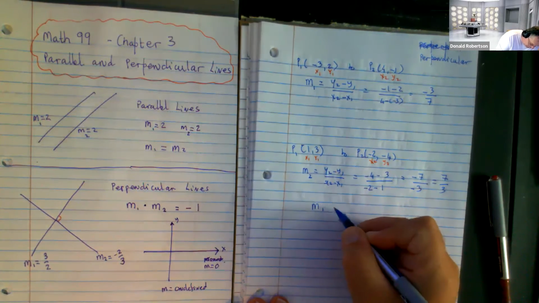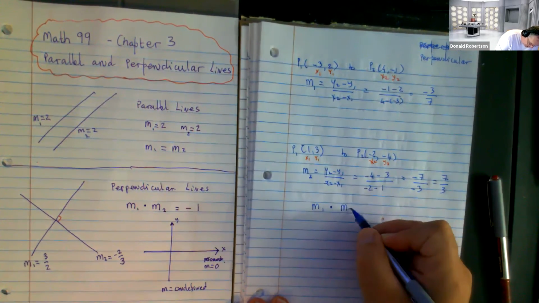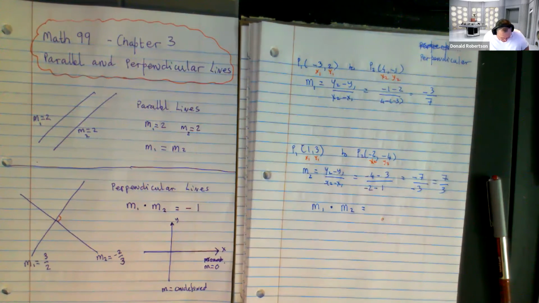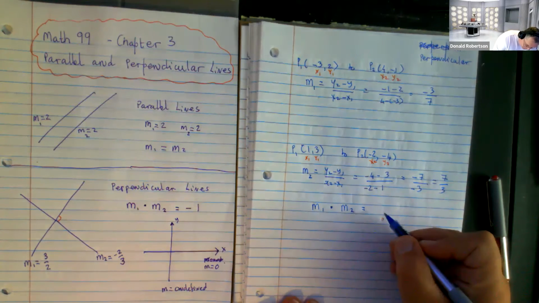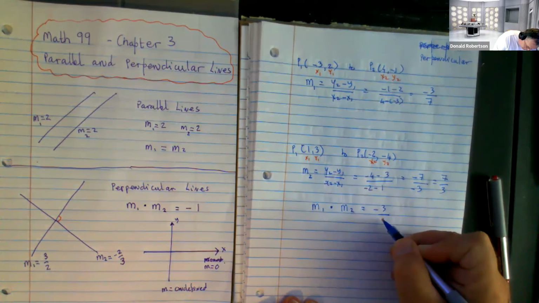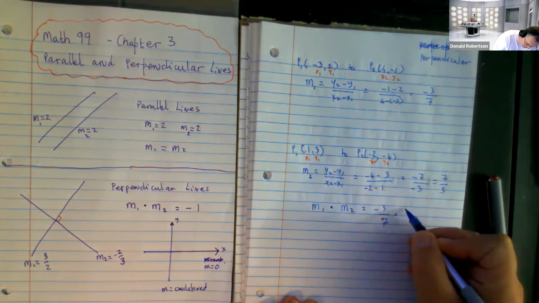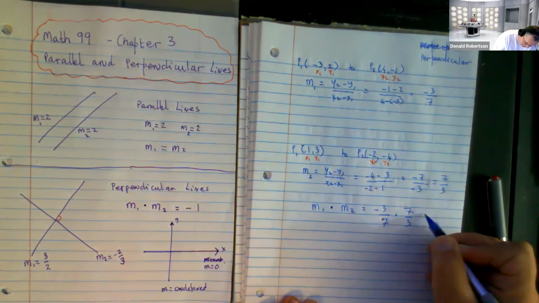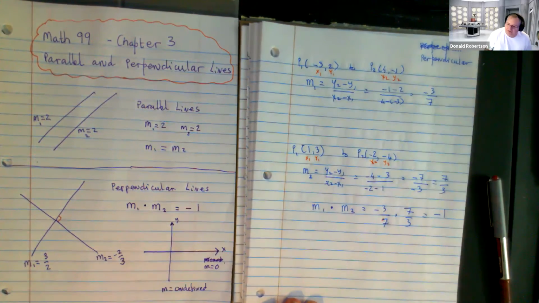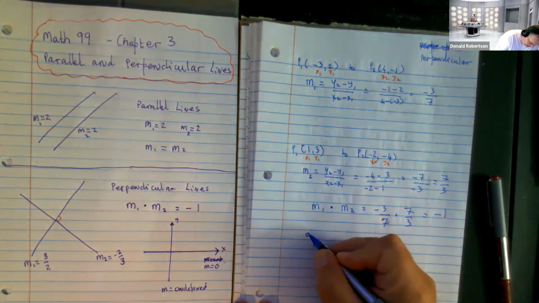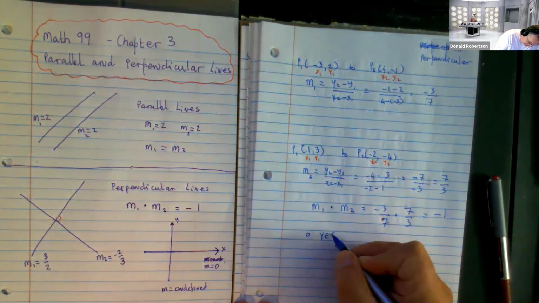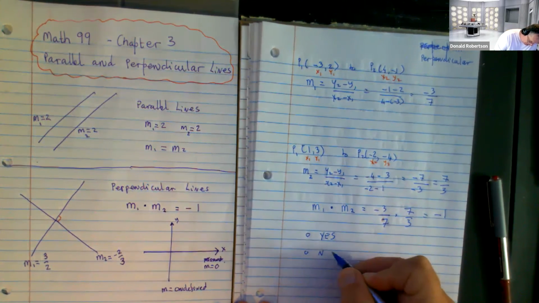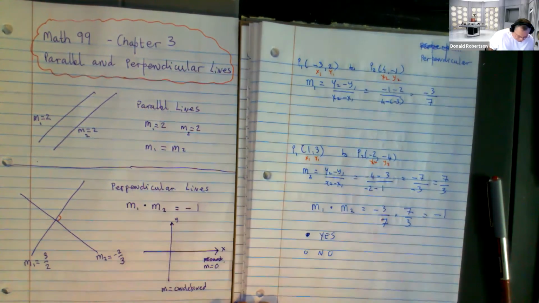Now, since we're being asked to check, are they perpendicular? What we need to do is find out what M1 times M2 is equal to. And if the answer is -1, the two lines will be perpendicular. If the answer is anything else, then we will say essentially that they're not. So -3/7 times 7/3. I think that's pretty easy to do. Would you agree it's -1? So we would say, yes, it's perpendicular. So that's the one you would fill in.